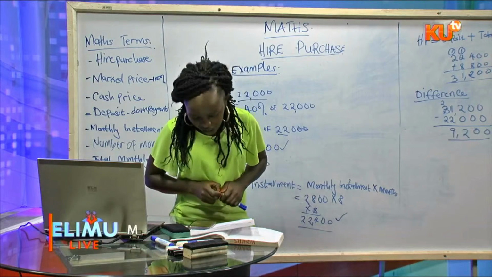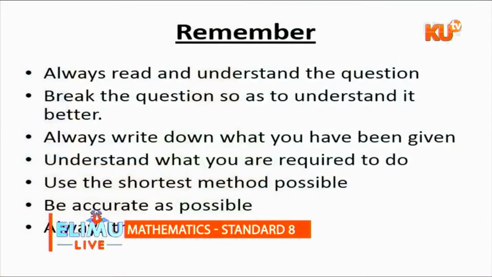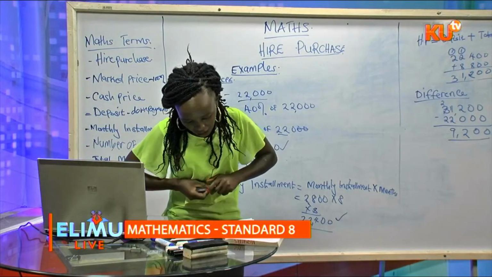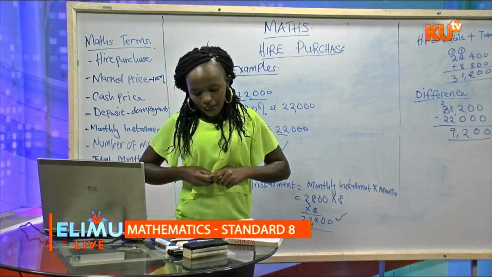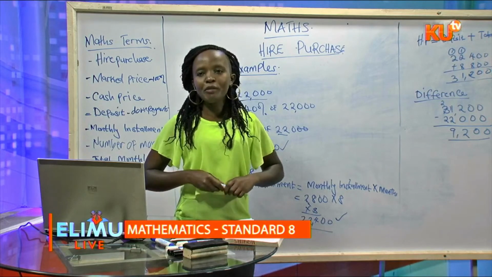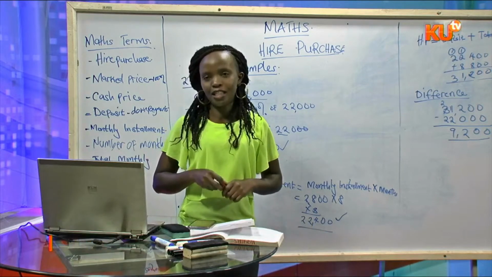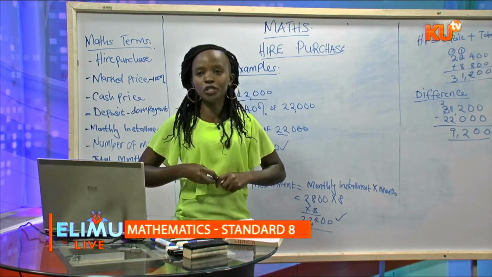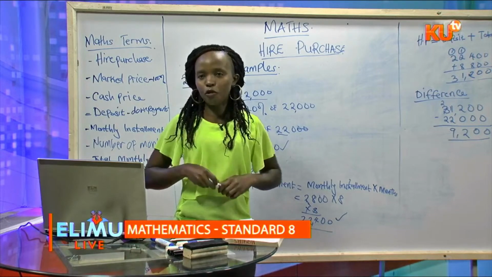And then point number 5, use the shortest method possible. In primary school, we advise that we use the shortest method possible. We don't have to struggle. You don't have to go the long way to get a simple answer. Then another point to remember, be as accurate as possible. In primary school, we only give a mark for the answer. There's no way the examiner will tell you that you tried, so I'm going to give you one mark for the method.